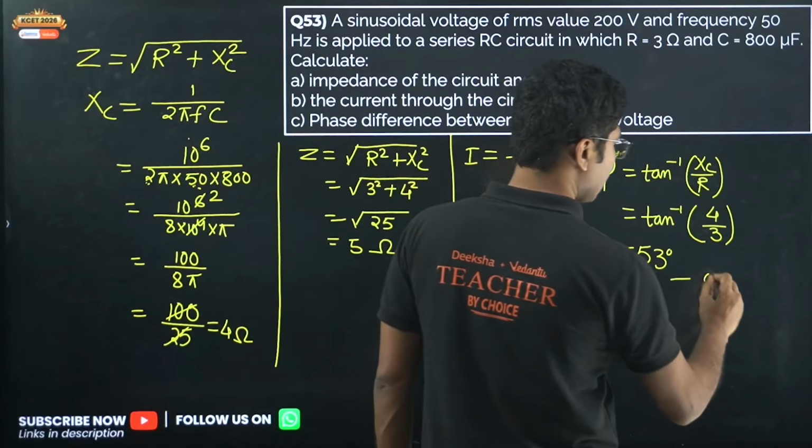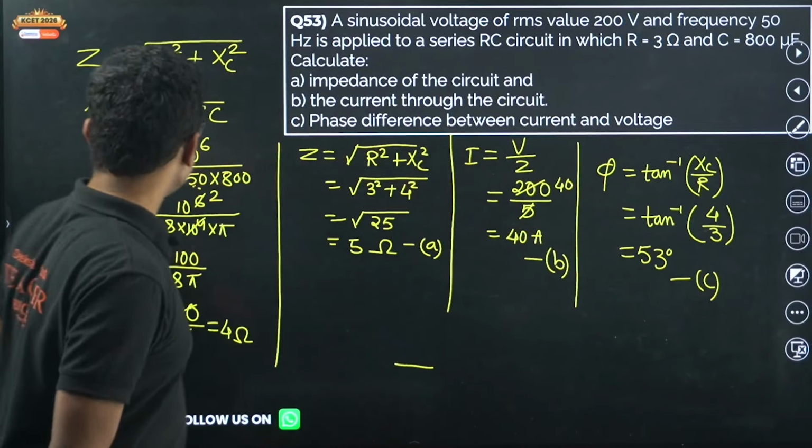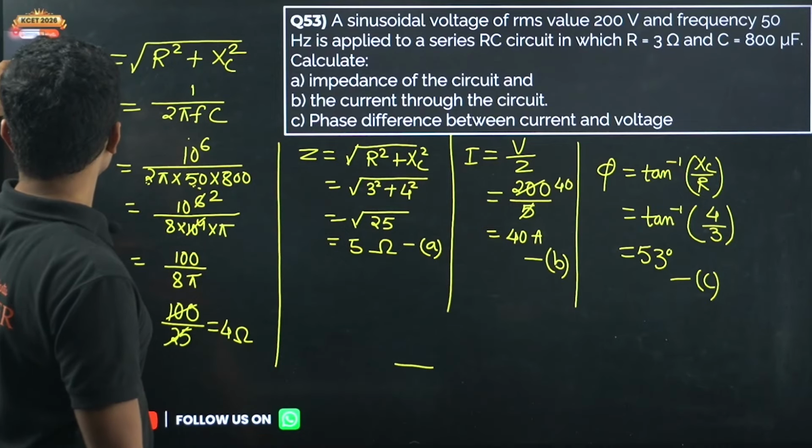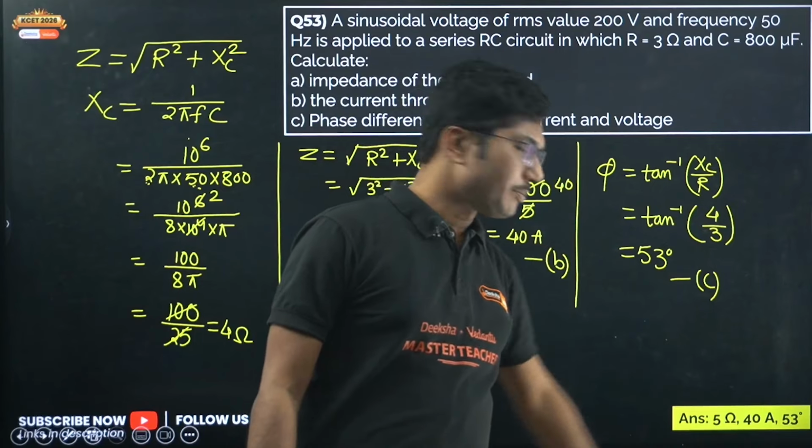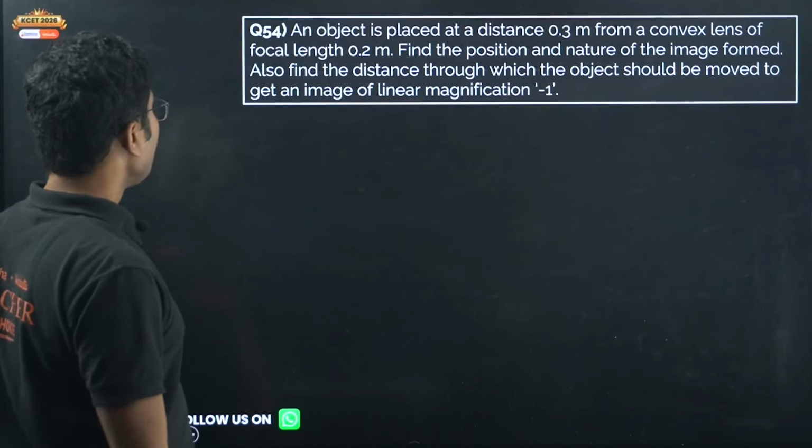This is your part C answer. Okay, so if you see the answer, it comes out to be 5 ohm, 40 ampere, 53 degrees, right?